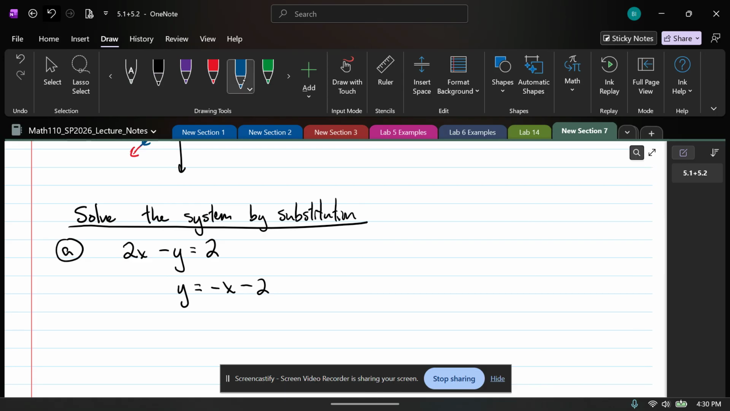So substitution tells us that we need to take something and substitute it into the other equation. So on this problem, we're going to take this stuff and substitute it in for y in that first equation. So that's going to be 2x minus parentheses negative x minus 2, and then that's equal to 2. So I've replaced y with what the second equation said y was equal to.